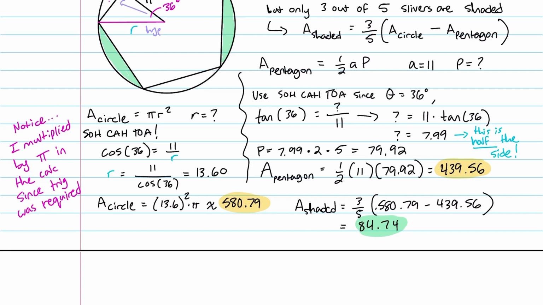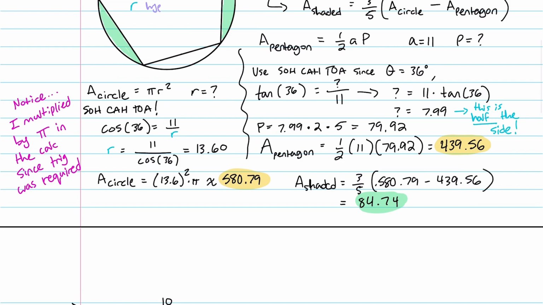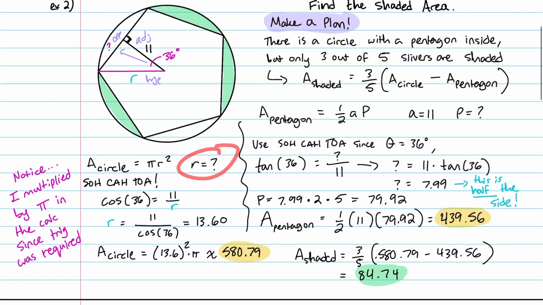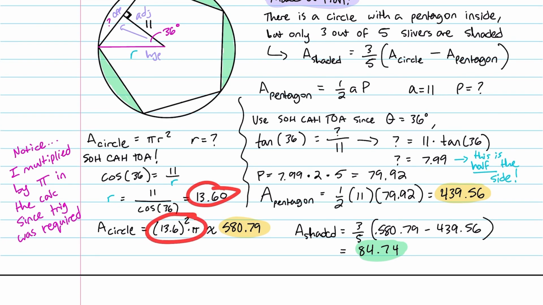Now, I'm not rounding in my calculator, so if you're getting numbers different from me, that's why. The actual numbers like 7.98, blah, blah, blah, blah, blah. It's really long. And then I found the area of the circle, but I didn't have the radius. So notice that the radius of my shape in this example is the radius of the circle. So I found the length of that radius using SOHCAHTOA and got 13.6-ish.